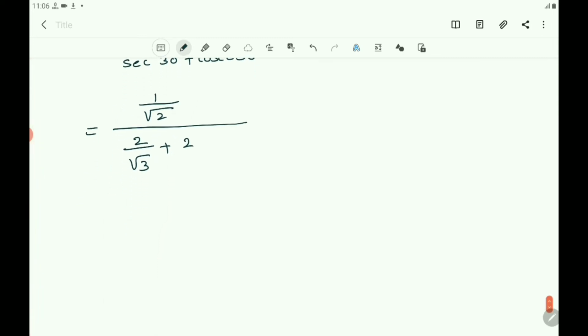Now you simplify it. Then you write the numerator 1 by root 2 as it is. Simplify the denominator. Then you take the LCM. The LCM is root 3. Then the numerator of this fraction becomes 2 plus 2 remains as it is. This into this you have to take here.